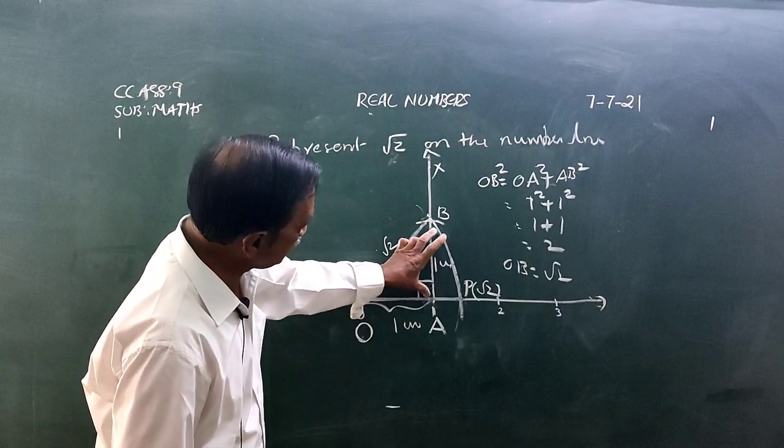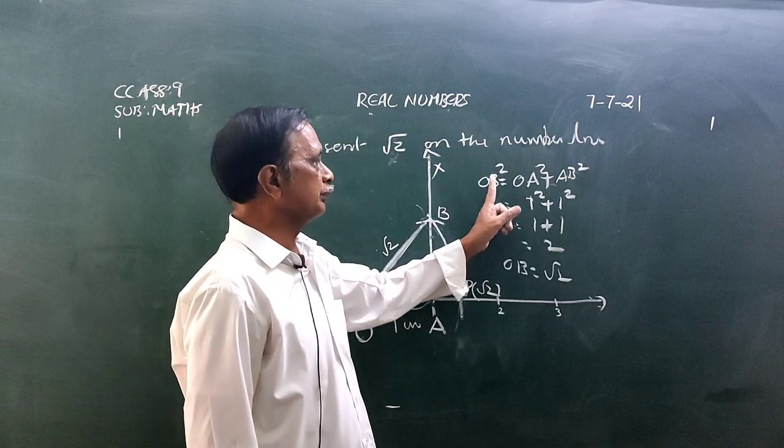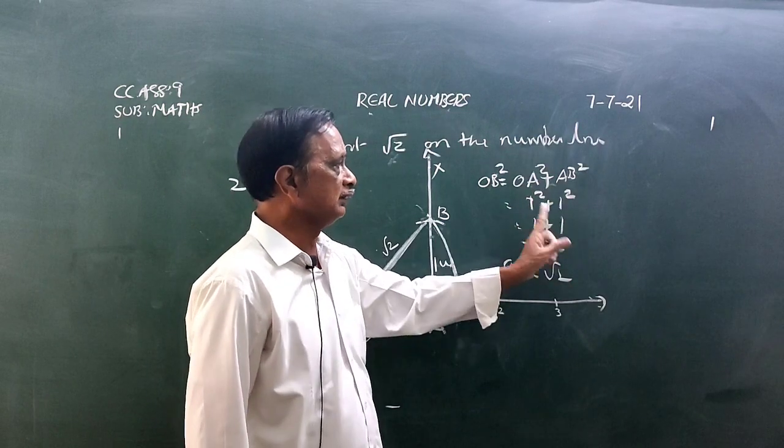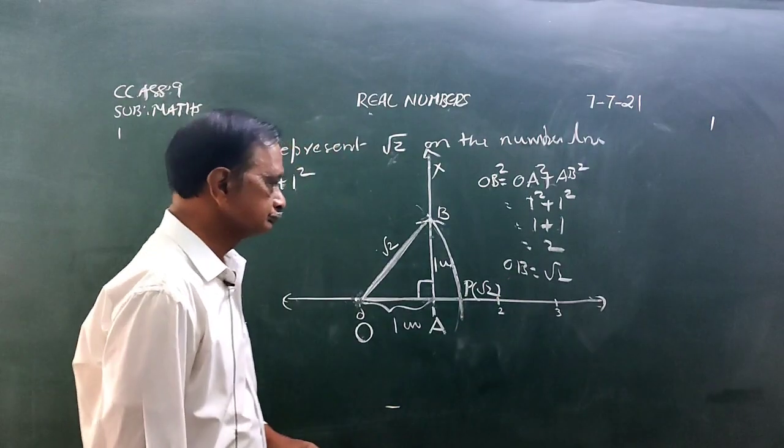Now the length of AB equals 1 unit and the length of OA equals 1 unit. By using Pythagoras theorem, we get OB square equals OA square plus AB square, 1 square plus 1 square, 1 plus 1, 2. OB equals root 2.